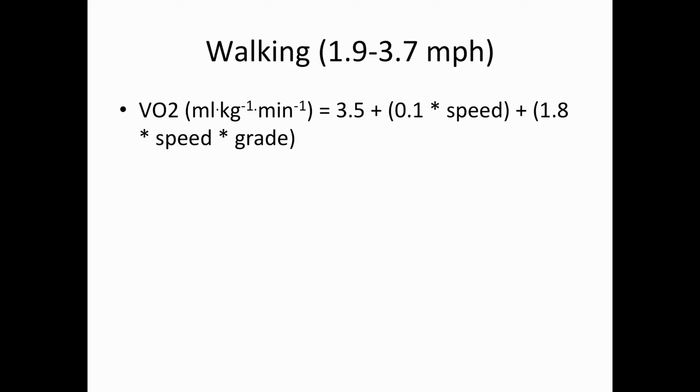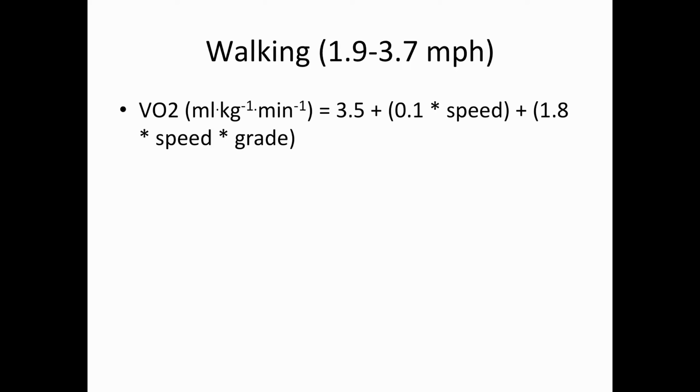Okay, I'm going to take you through metabolic equations like we're going to do in a lab. And we'll start off with a walking equation. The walking equation is really good for speeds starting at 1.9 miles an hour and going up to 3.7 miles an hour. So this is your equation for estimating oxygen uptake.